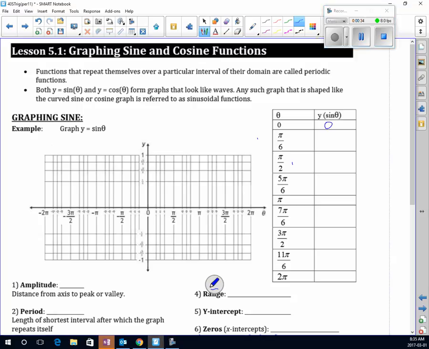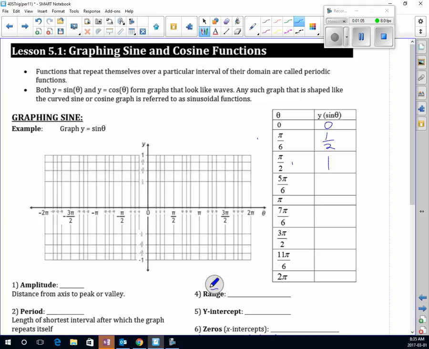Sine of pi over 6. 1 over 2, yes. Sine of pi over 2. Everything's defined in a sine. Pi over 2 is the 90 degree. What's the y? It's 1.